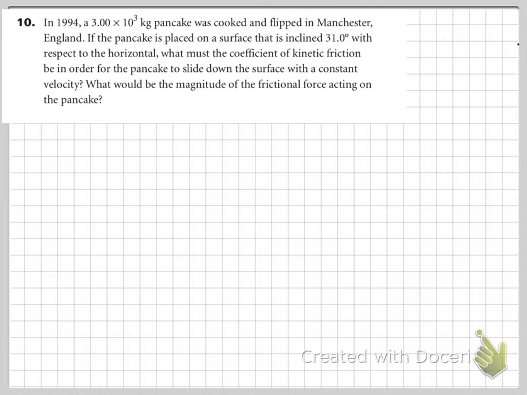We've got some ridiculously sized pancake in Manchester, England, and of course we're placing it on an inclined surface, inclined at 31 degrees, and we want to know what the coefficient of kinetic friction would have to be for the pancake to slide down with a constant velocity. We'd also like to know the magnitude of the frictional force that's acting on said pancake.